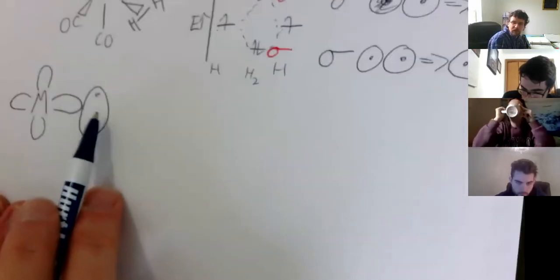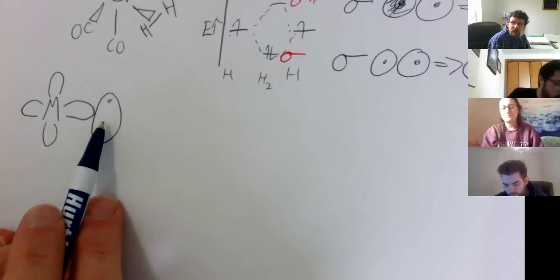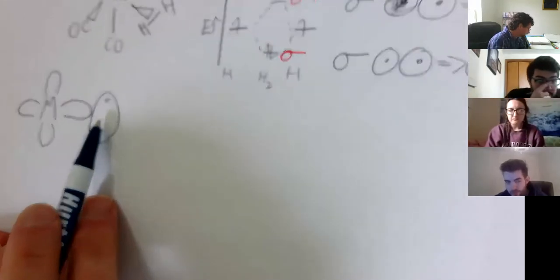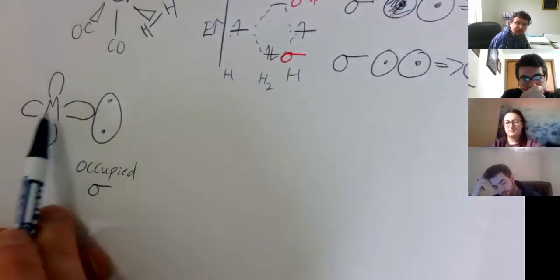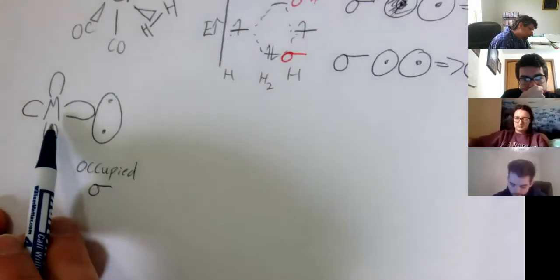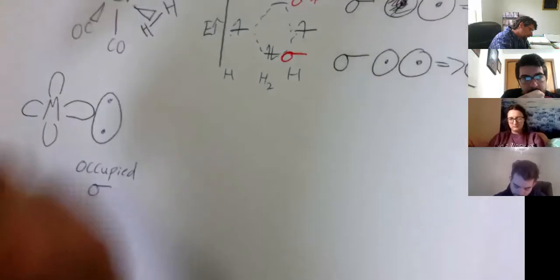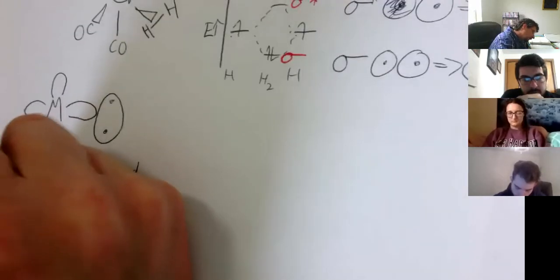Okay, so this guy, what orbital is that for H2? Sigma. Yep, so it's occupied. Sigma, what do you think about this metal d orbital? Unoccupied. Yep. Empty metal d orbital.